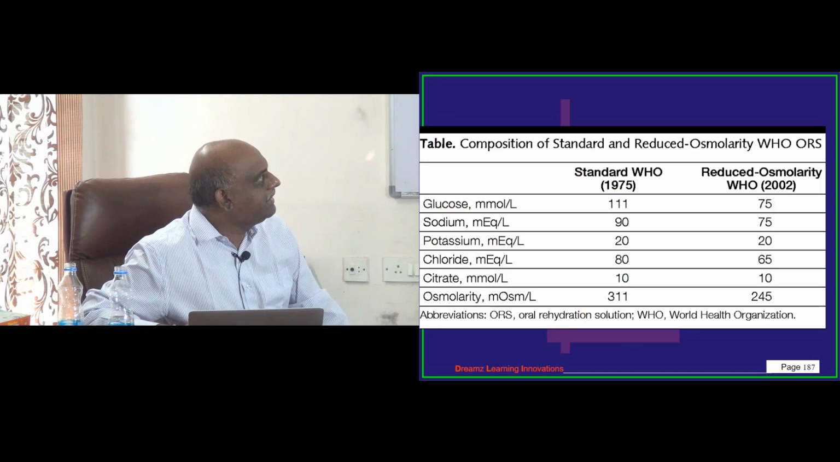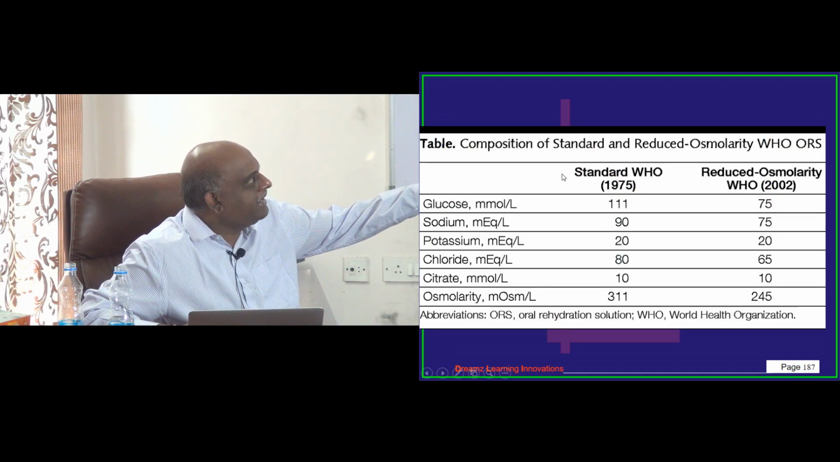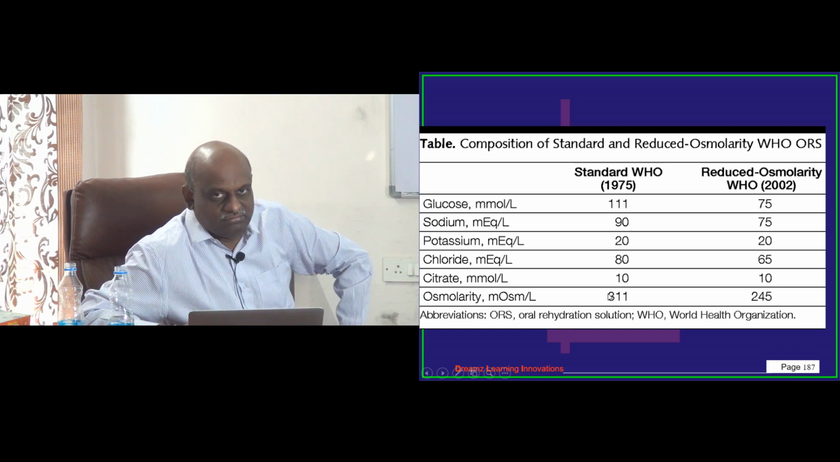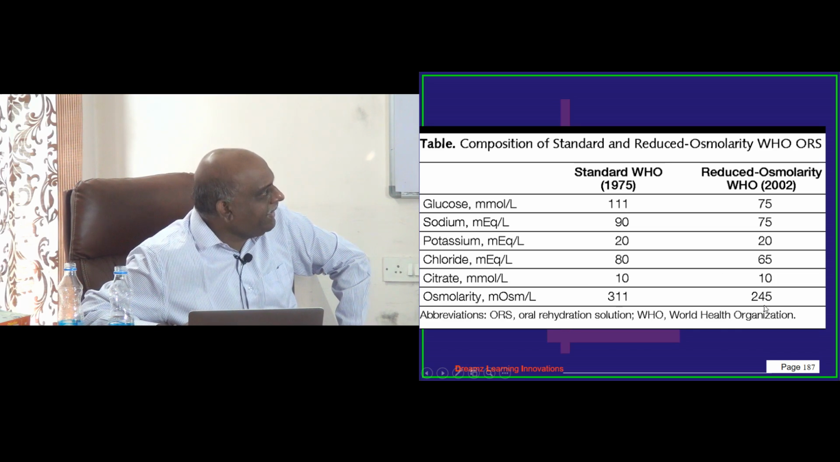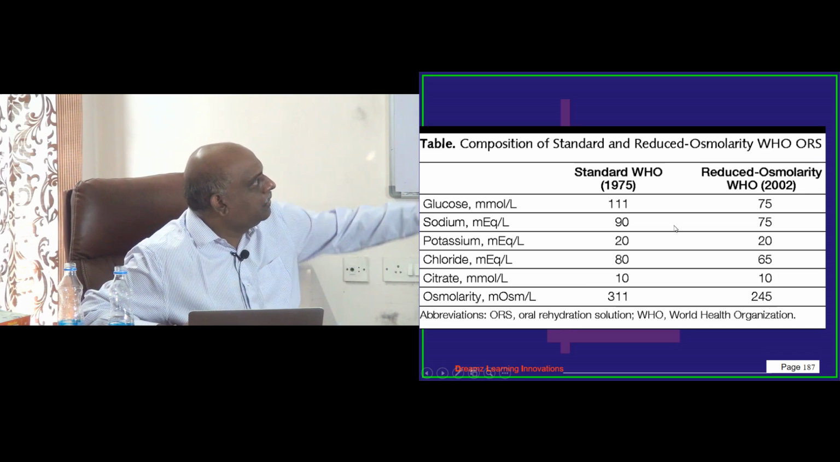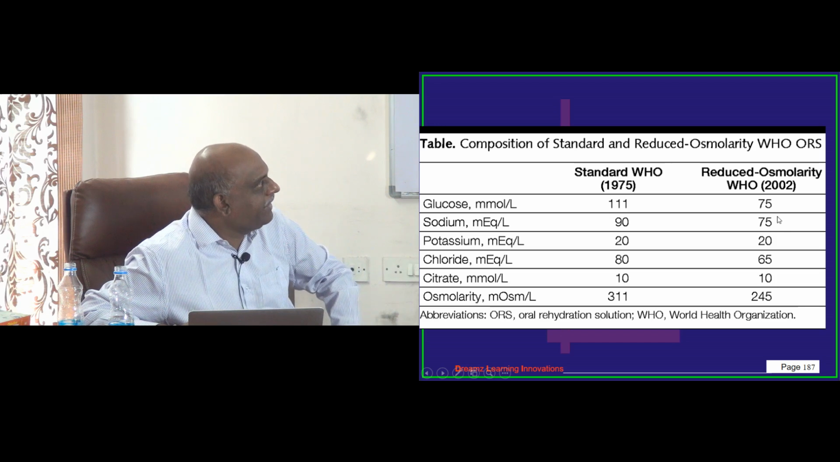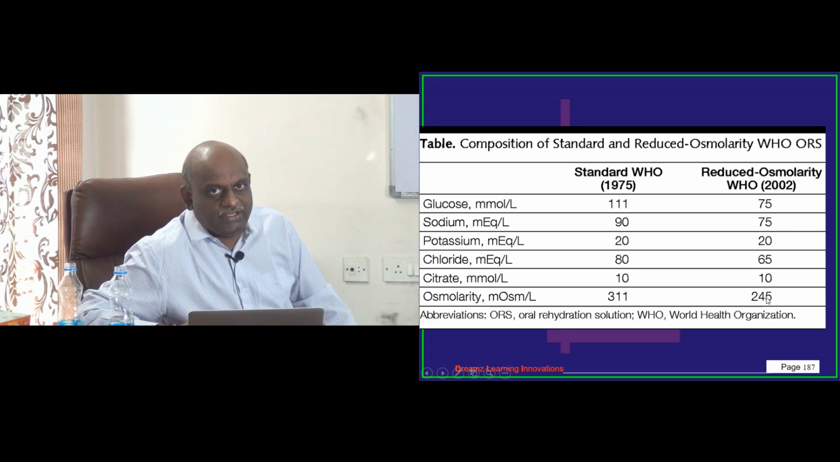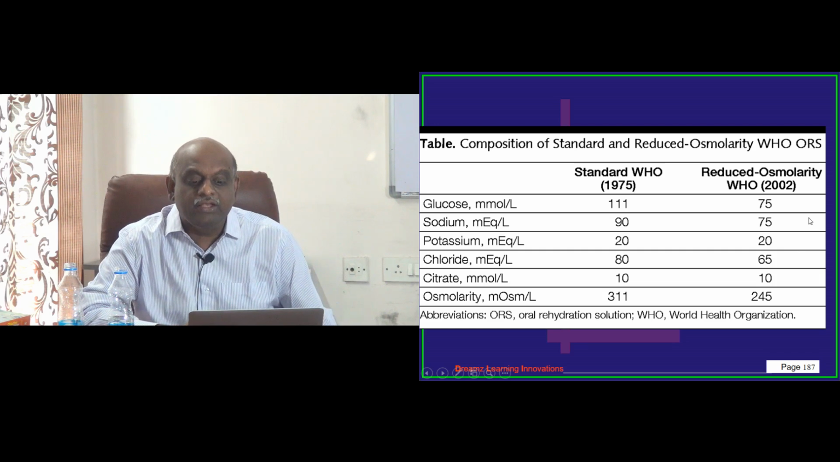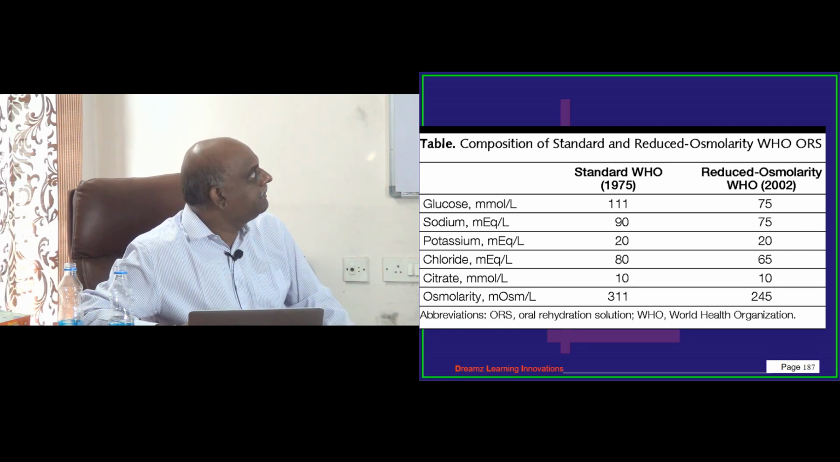245, doctor. Standard ORS in 1975 when I was born, those days में 311 था. बाद में अभी 245. So, this is proposed in 2002. इसमें glucose होता है 75, sodium is 75, potassium 20, chloride 65, citrate 10, total is 245 is what you need to remember. Now.